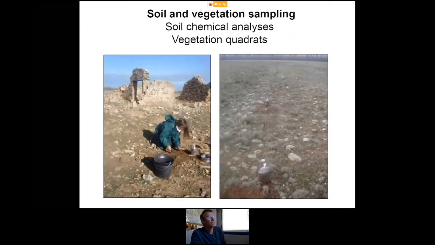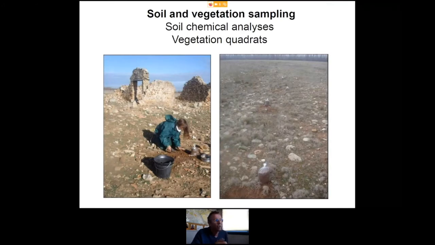So after this identification was done, we sampled. We give no detail about this sampling, but it is possible if you've got some question about that. We do soil chemical analysis, and we analyze the present vegetation in the quadrats. So always in the site where the paddock was present, it was always easy to find it.